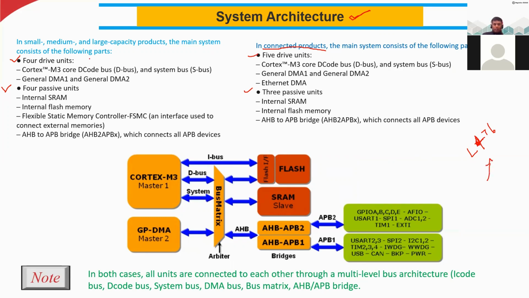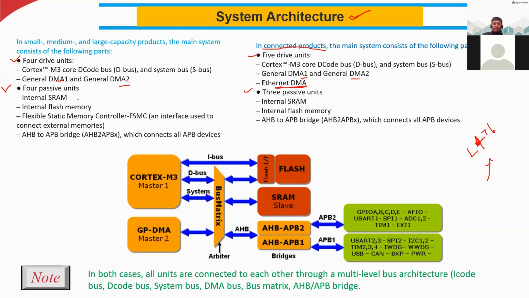So you can just see the differences, and each drive unit mainly has the Cortex. That is important, and then how many DMA they have. Here we have DMA1, DMA2. Here also we have DMA1, DMA2, and then according to the connection interface, this one has Ethernet DMA also.